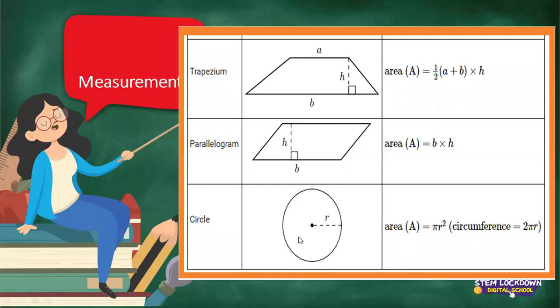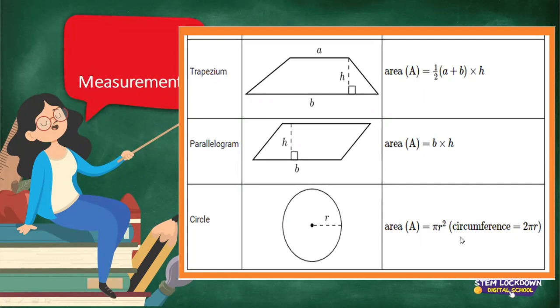Okay. And for a circle, the area of a circle is pi r squared. If the center of the circle is given, and the distance from the center to the circumference is r, then to calculate the area of a circle, the area equals pi times the radius squared. So that will give us the area for a circle.